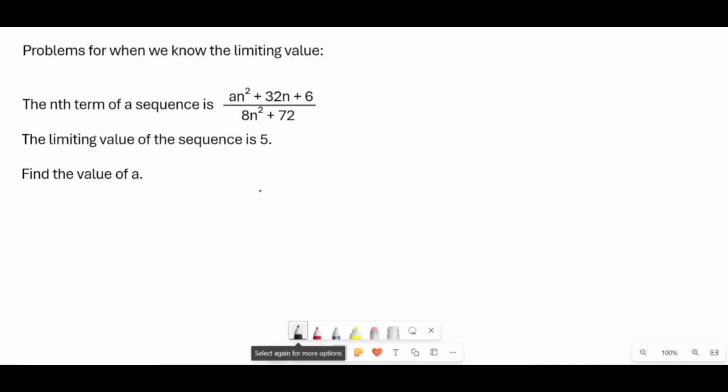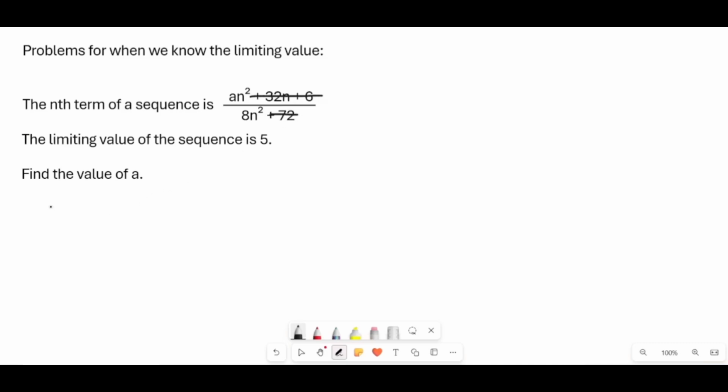Here we have a slightly different problem, and as the title says, this is for when we actually know the limiting value. So we're told here it's 5, and obviously we're told the nth term. So we're going to go about this in a similar way. We're just going to identify that n squared is the biggest power, and we can ignore everything else.